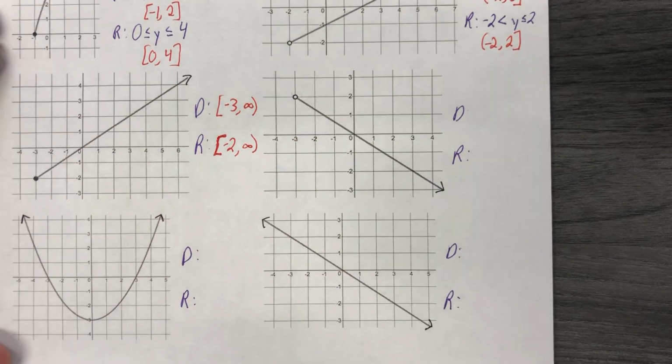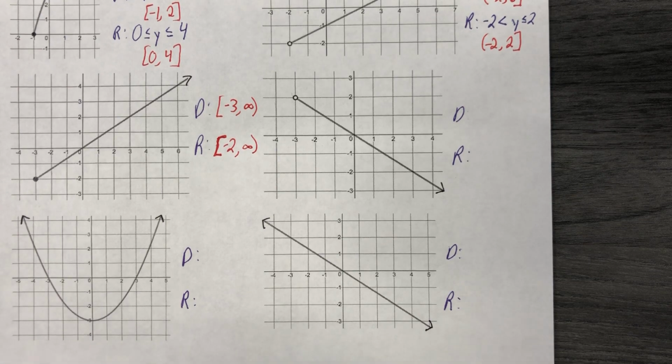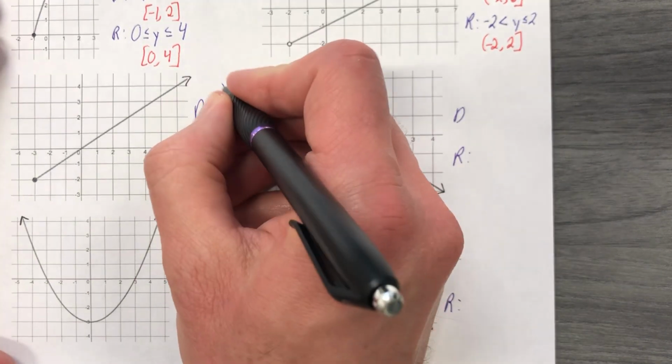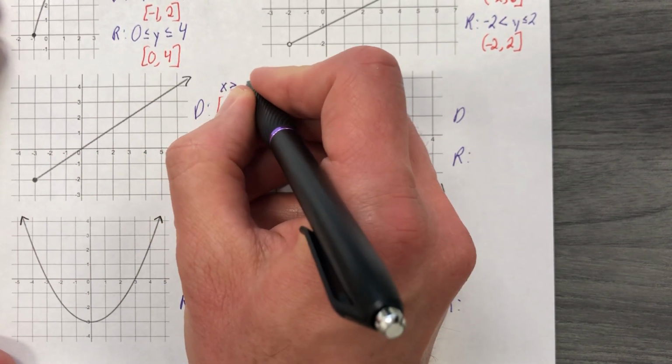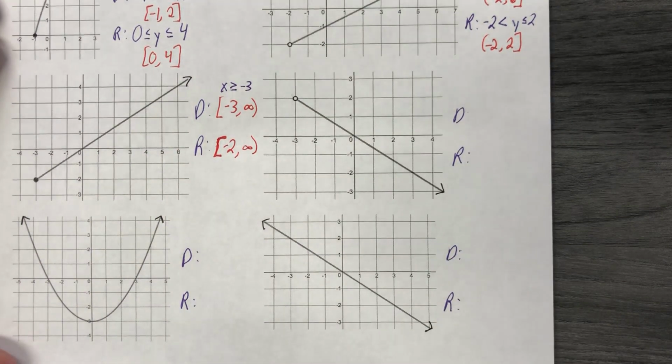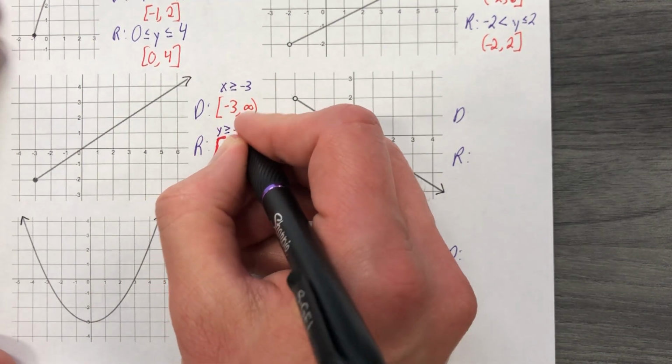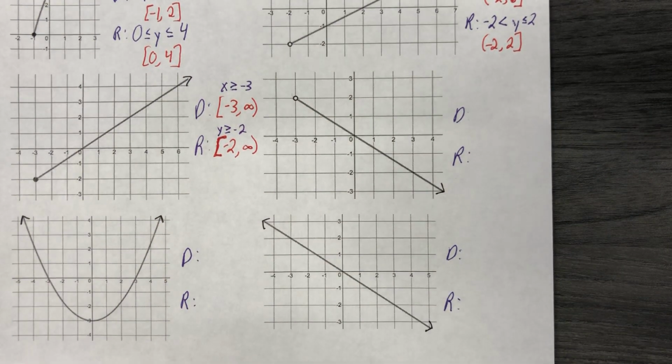And there's that. Okay. If you want to get technical, if you wrote these as inequalities, this one would be x values that are greater than or equal to -3. And that covers infinity for sure. And the range would be y values that are greater than or equal to -2. All right, speeding up a little bit here.